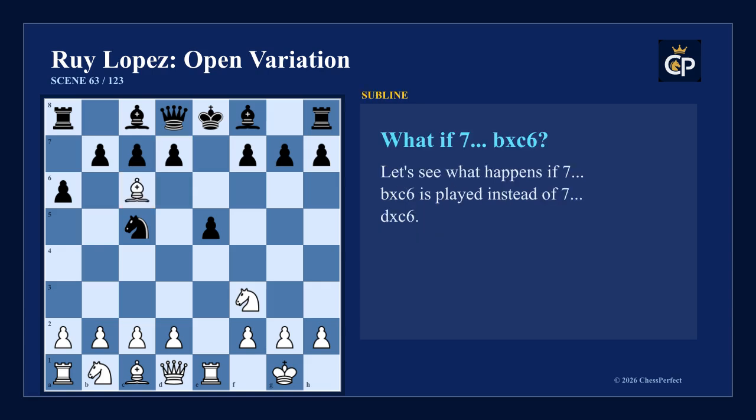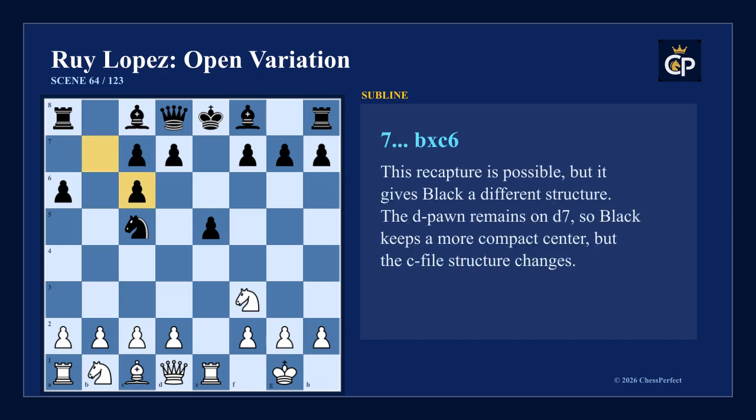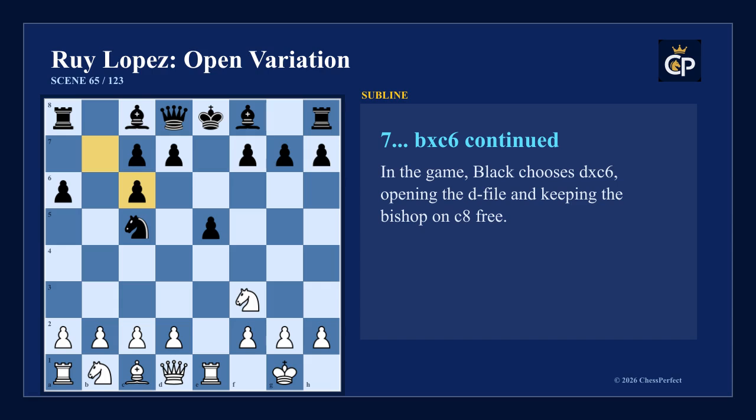Let's see what happens if b takes c6 is played instead of d takes c6. B takes c6. This recapture is possible, but it gives black a different structure. The d-pawn remains on d7, so black keeps a more compact center, but the c-file structure changes. In the game, black chooses d takes c6, opening the d-file and keeping the bishop on c8 free.